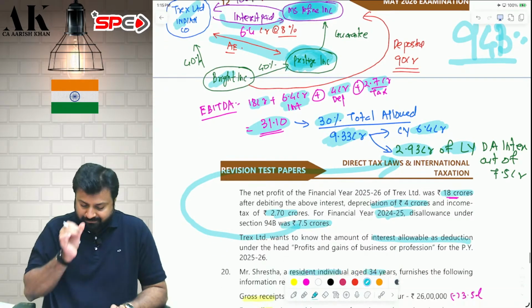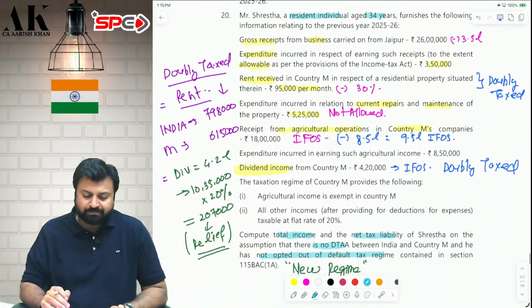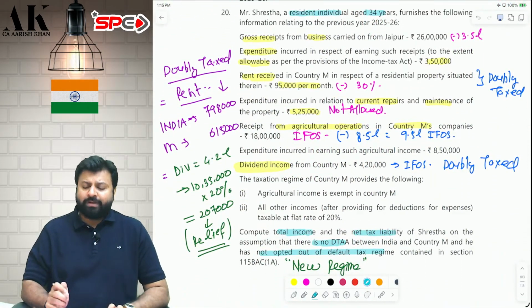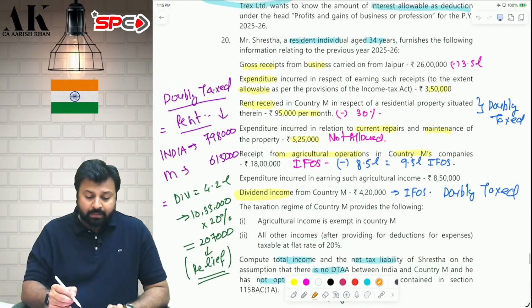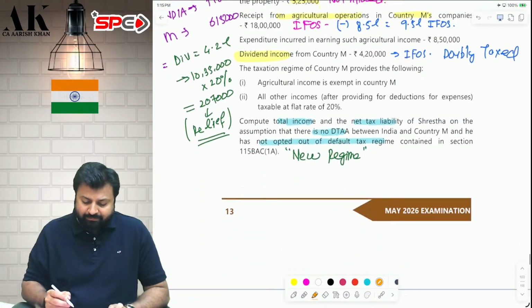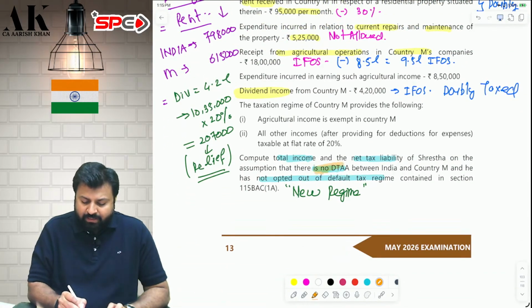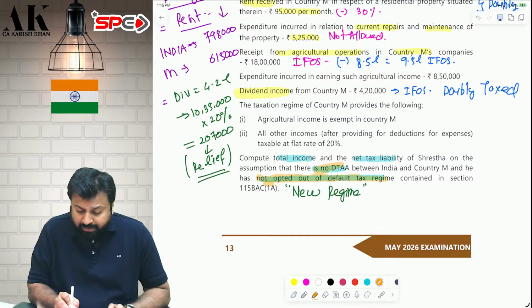It's a good question. We have done a similar question earlier also. And one last question over here, which is on DTAA. Shrestha, resident individual, 34 years. She is earning some income from various countries. India does not have a DTAA with the foreign country. She has not opted out of the default regime.